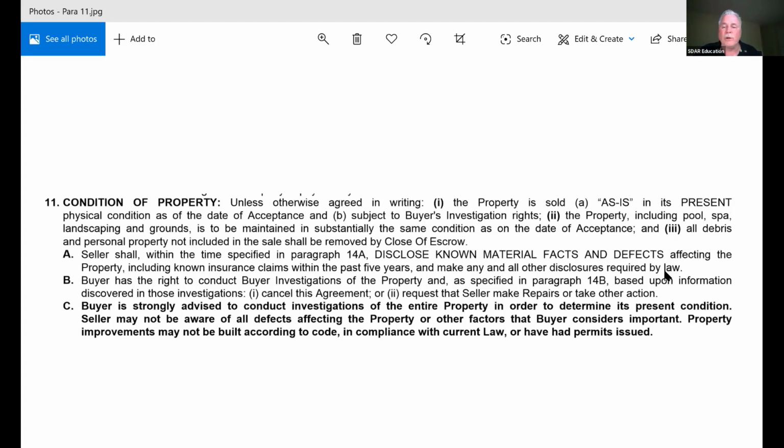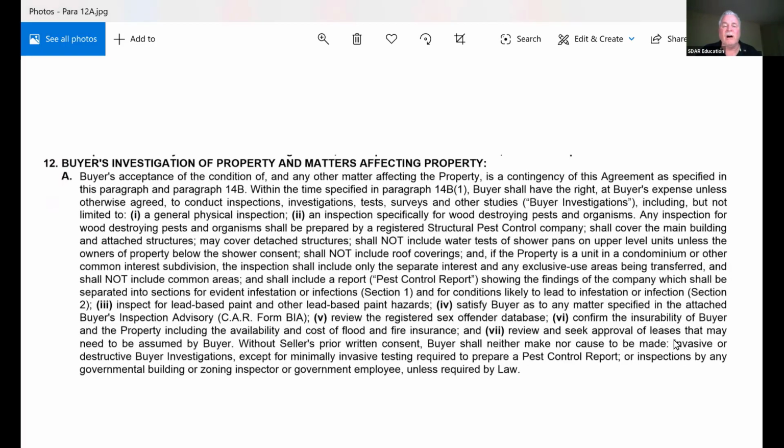Okay. So let's go ahead. We're going to go on to the next questions. Okay. So page 2, buyer's investigation of matters affecting the property. And we're going to spin through this. So let's talk a little bit about that. Remember what I said before? The buyer has the right to investigate the property.